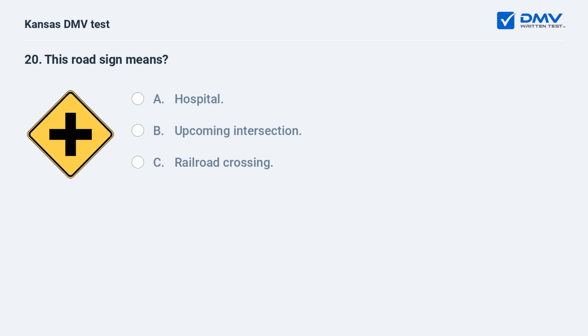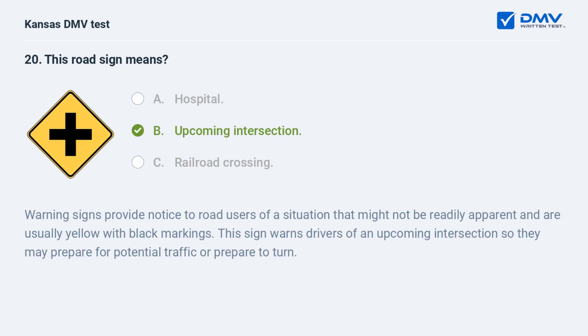This road sign means: A. Hospital. B. Upcoming intersection. C. Railroad crossing. B. Upcoming intersection. Warning signs provide notice to road users of a situation that might not be readily apparent and are usually yellow with black markings. This sign warns drivers of an upcoming intersection, so they may prepare for potential traffic or prepare to turn.